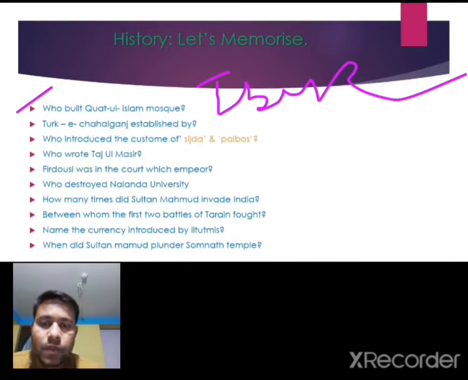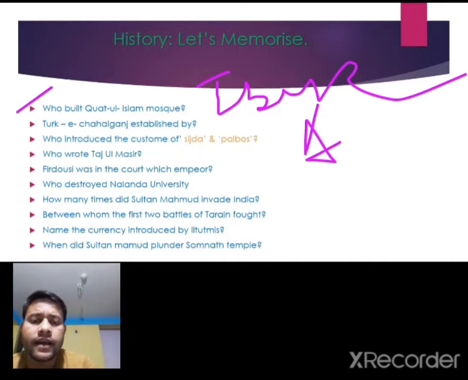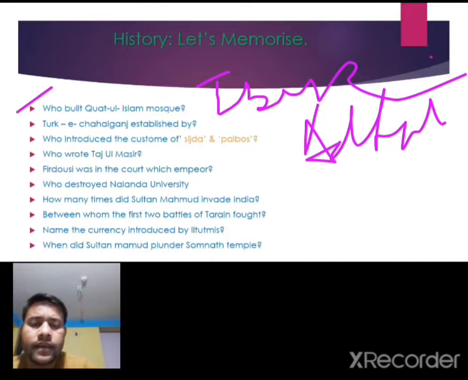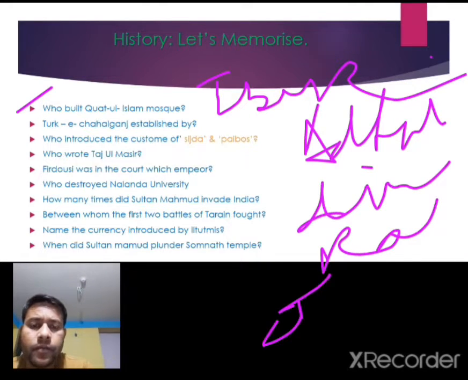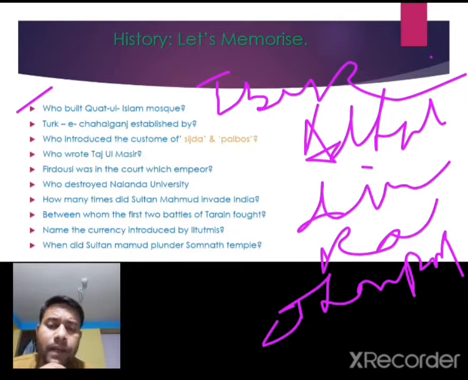Who built Quwatul Islam Mosque? So this is definitely the first mosque ever built in India. This is also a very important piece of information. I am giving some other information relating to this ruler. Besides the Quwatul Islam Mosque, he also built one monument which is called Arhai Din Ka Jhopra. This is also built by Iltutmish.